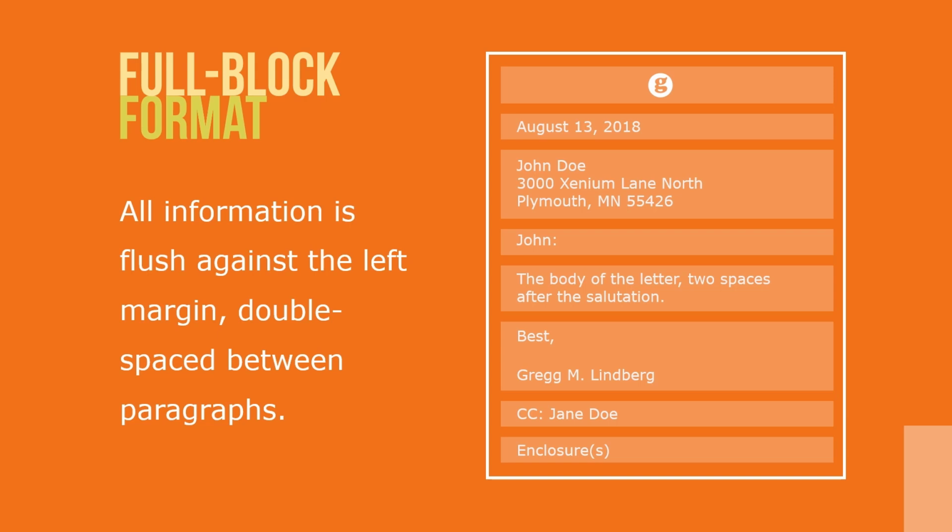In the full block format, as you see here, all information is flush against the left margin, double-spaced between paragraphs. Many employers prefer this format when the letter is on letterhead stationery.